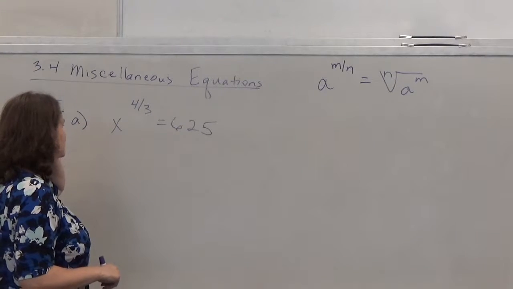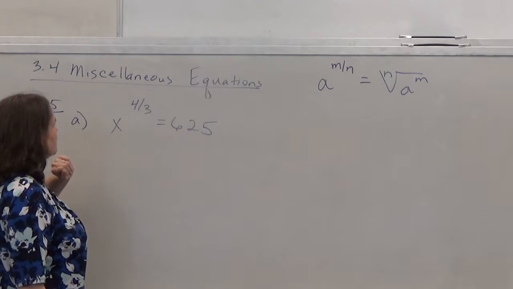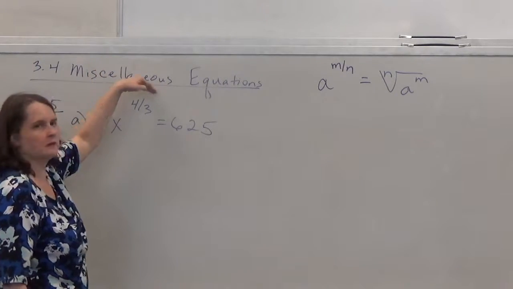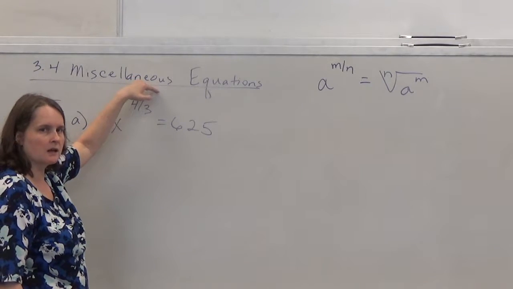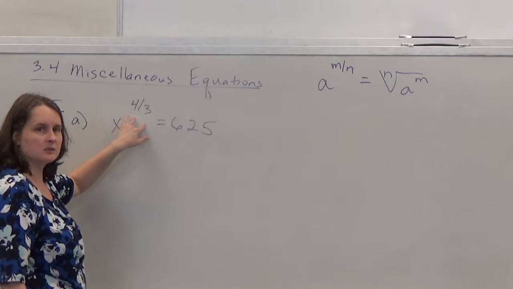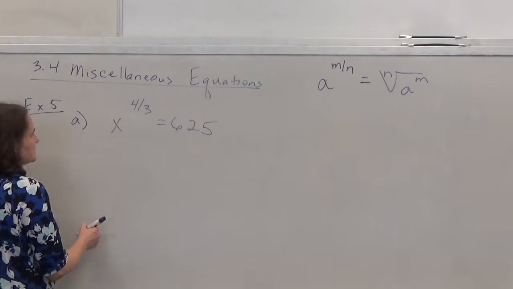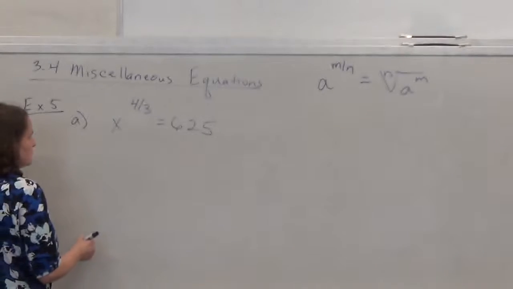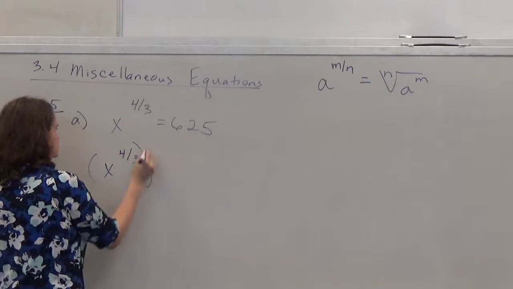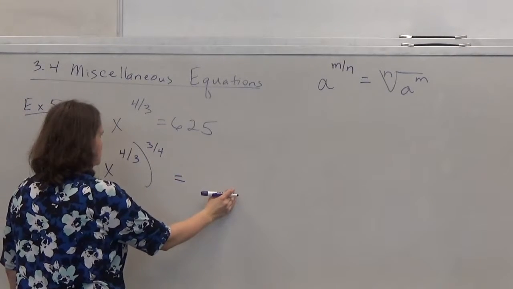So how do we get this to just a regular x? If x is being raised to the 4/3 power, what power can I raise it to so that when I multiply my exponents, I get x to the 1st? Well, if I multiply 4/3 by its reciprocal 3/4, that will give me 1. So I want to raise both sides of my equation to the 3/4 power. And I'm going to do the same thing to the 625.